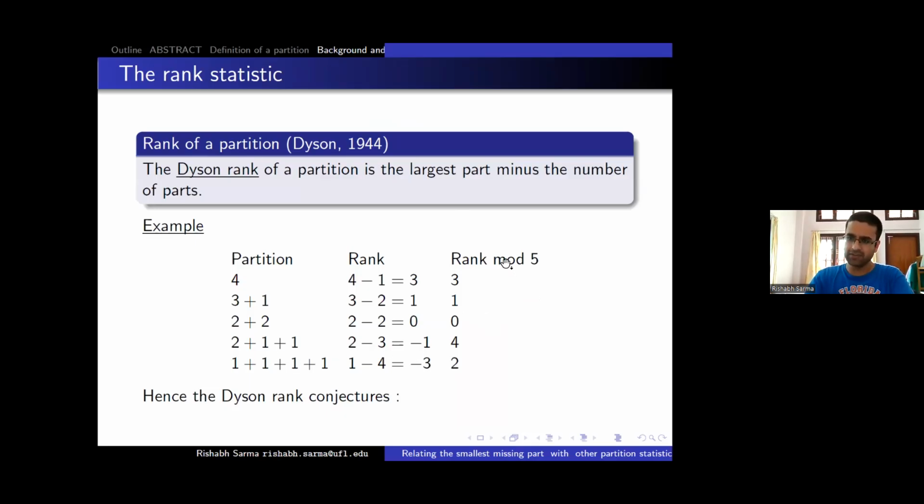If we look closely, there is 1 partition of 4 in each residue class modulo 5. If we reduce the rank modulo 5, then the remainders are 0, 1, 2, 3, and 4, and there is 1 partition of 4 in each of these residue classes. This indeed is not a coincidence. This is the famous Dyson's rank conjecture.